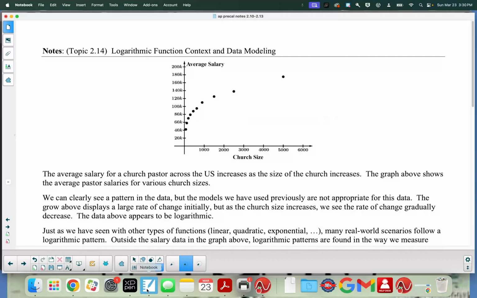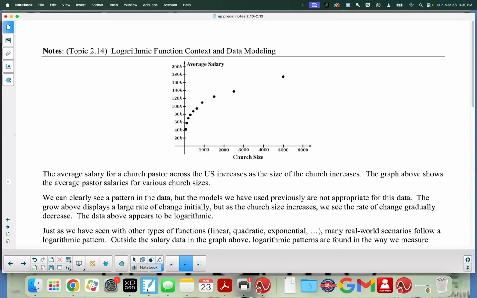Okay, so welcome back. We are now on 214, which means we are doing modeling with logs, which means we're doing regression. This is different from when you were given a table of values and told to write a log function, right? No calculators involved, because those involved things like horizontal and vertical shifts that we had to actually include when we wrote it.